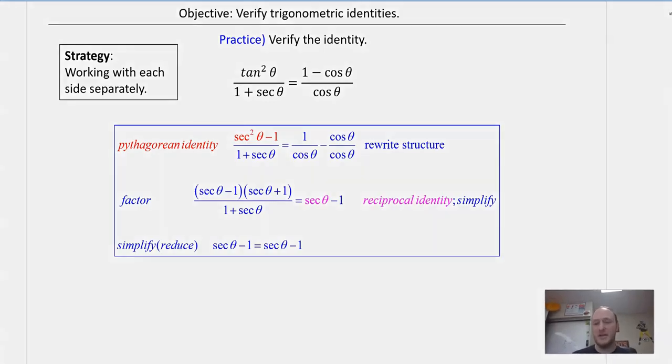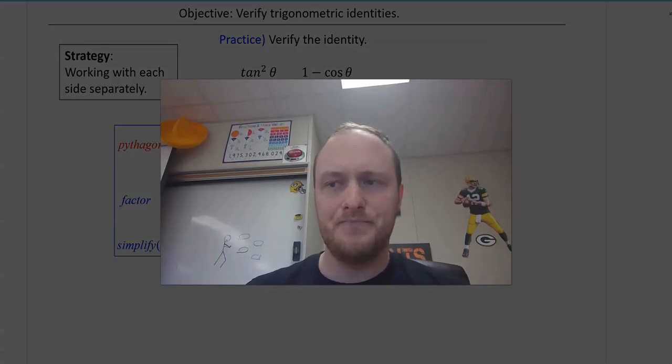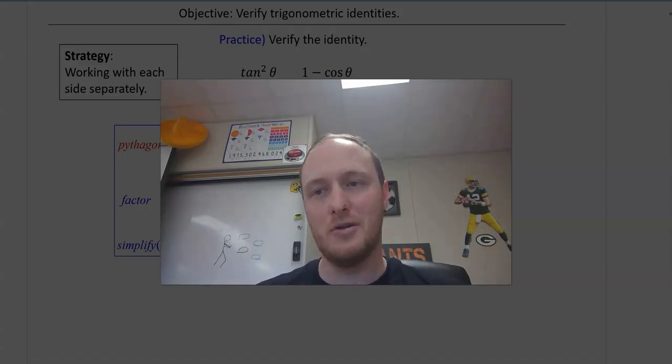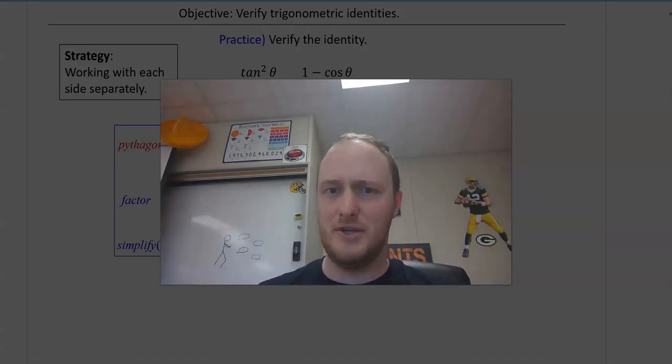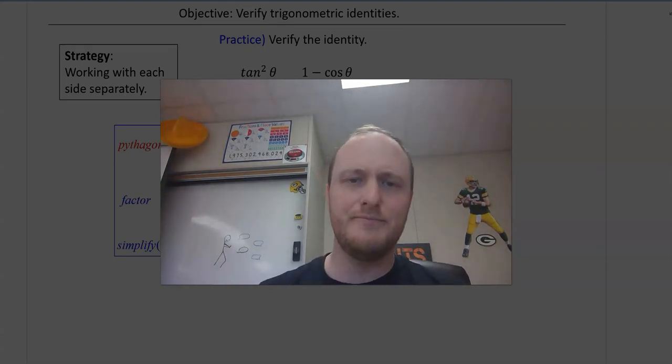That's verifying trig identities, and I know that that's not the easiest kind of lesson in the world, right? Lots and lots of practice, lots and lots of struggling, trying stuff, realizing you're wrong, memorization. Use the flashcards.